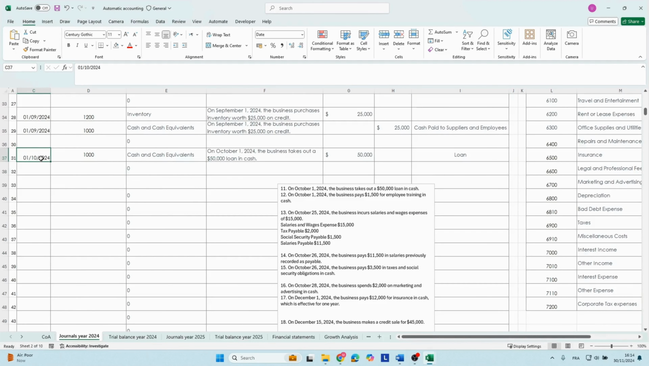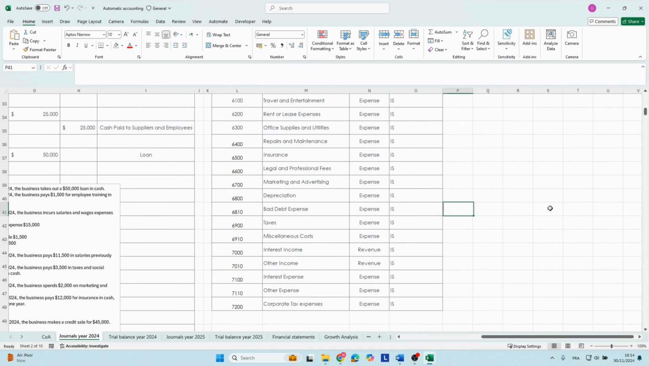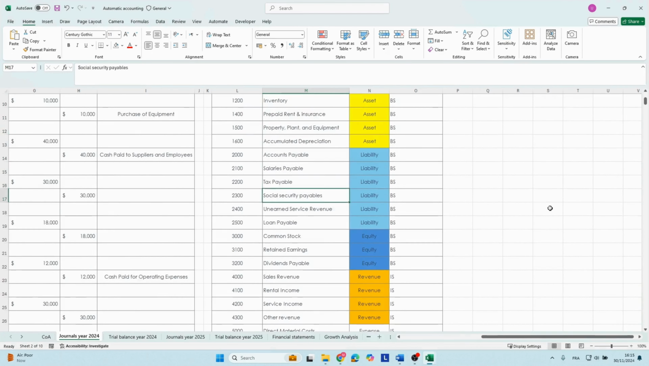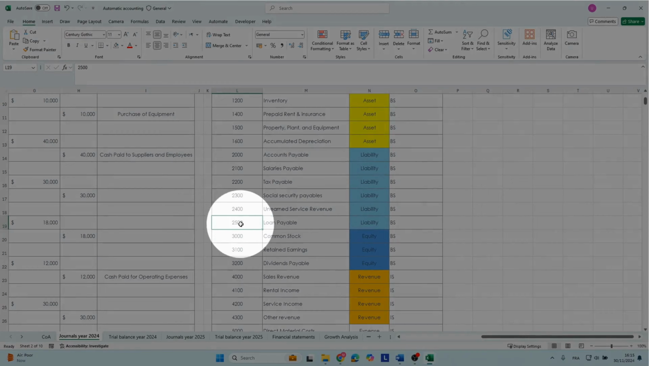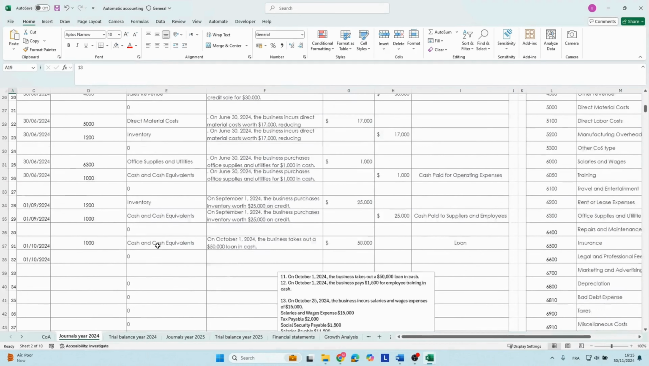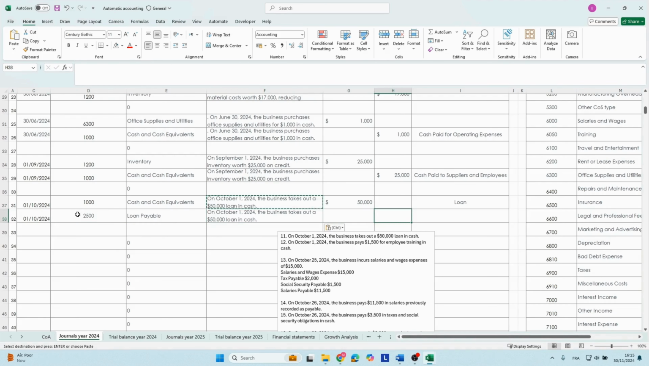We put the same date. Here we use the loan account, which is liabilities, because we have short-term or it can be long-term liabilities. Here it's long-term. And you see that loan payable, which is account 2,500. So we go to the transaction. We put the account. We put here the same value on credit.